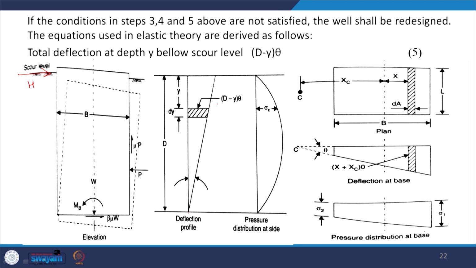So, at y equal to capital D, the deflection will become 0, and at y equal to 0, it will simply be D into theta, where theta is this angle. Then you have, at any depth, the variation of sigma x, and what is shown here is the center of rotation C, and a strip is considered for the derivation of all the formulation which we have discussed. So, this case is not applicable here.